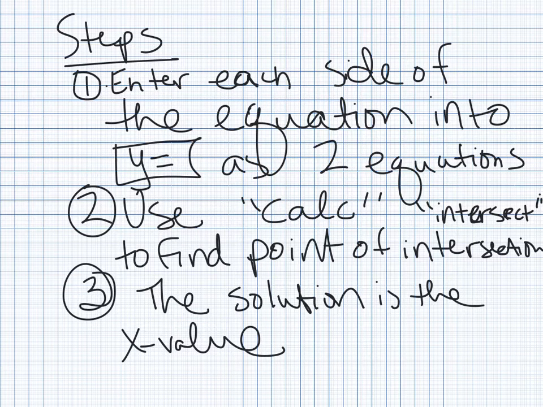Okay, so the steps for solving these graphically: we're going to use our graphing calculators, and you're going to be given an equation. What you want to do is enter each side of the equation into the y equals as two separate equations. I'll show you what that looks like. Then you're going to use calc and intersect to find the point of intersection of the two equations, and the solution is going to be the x value. So I'll show you what we mean by this.